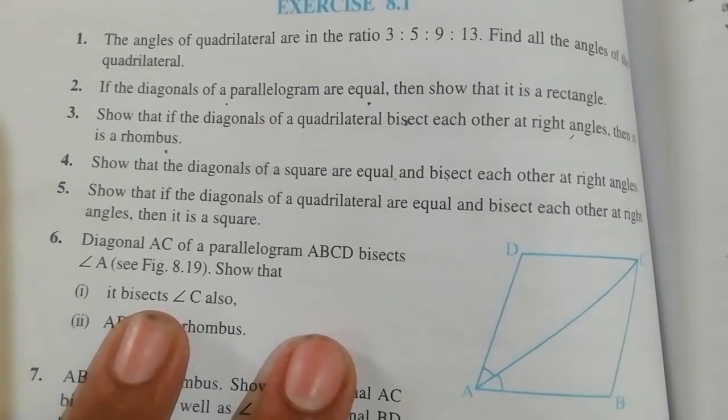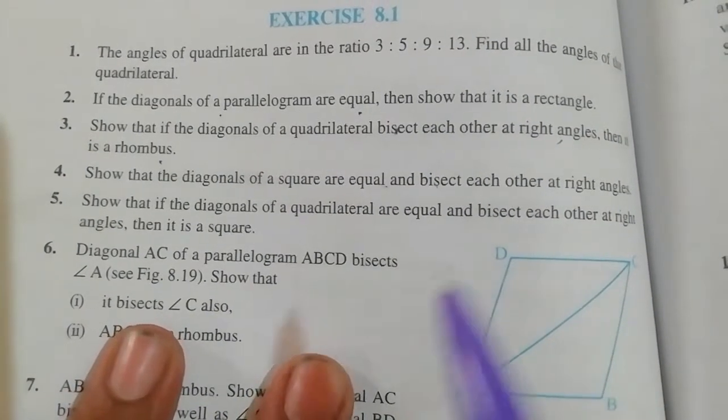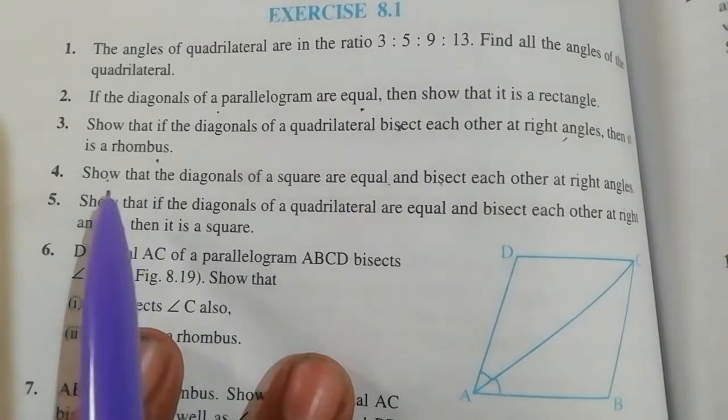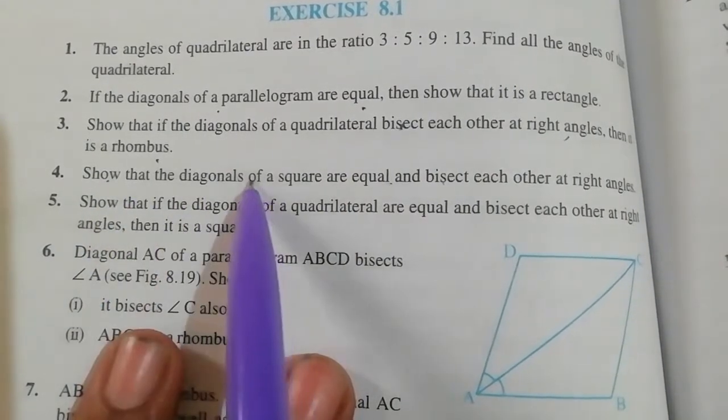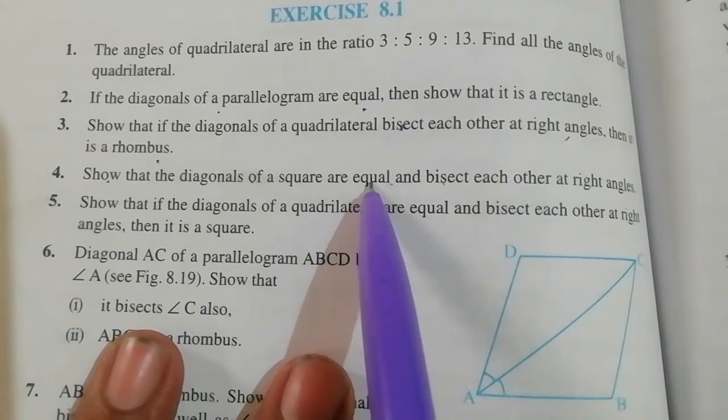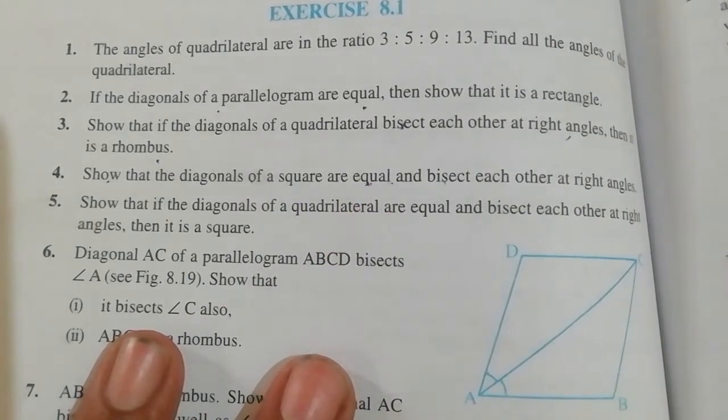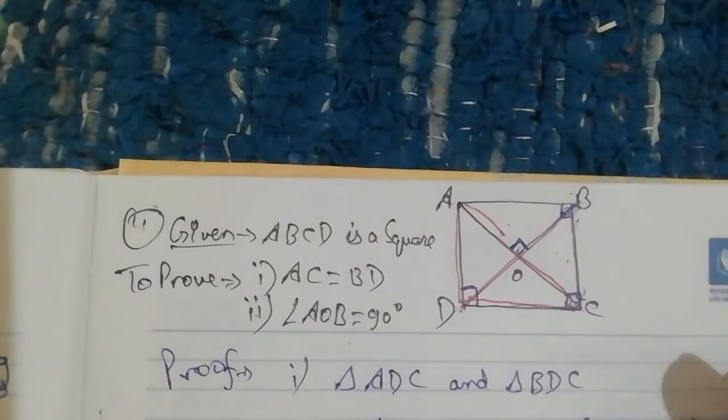Hello students, so here is the next question of your exercise 8.1, which is question number 4. In this, we have to show that the diagonals of a square are equal in length and they are bisecting each other at right angles. Okay, so let us prove this. For that we need to draw a figure here.